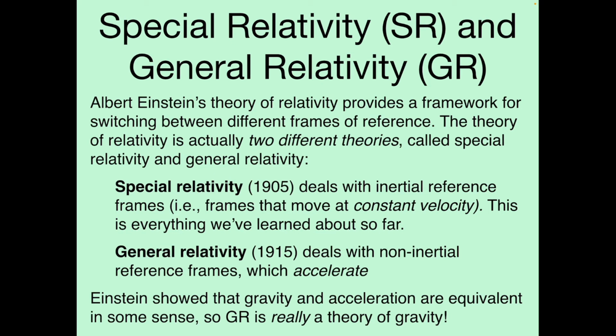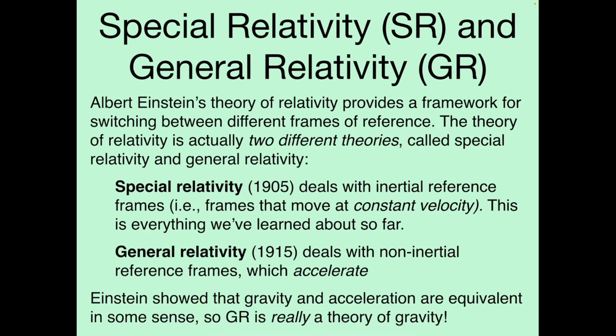So, special relativity, which was formulated in 1905, deals with inertial reference frames. That is, frames of reference that are moving at constant velocity. So it gives us a way of switching between frames of reference that are moving at constant velocity. And that's everything we've discussed so far. General relativity was formulated about 10 years after that in 1915, and it deals with non-inertial reference frames. So now we're going to account for the fact that our frame of reference can be accelerating. Okay, that's what general relativity is about in a nutshell.